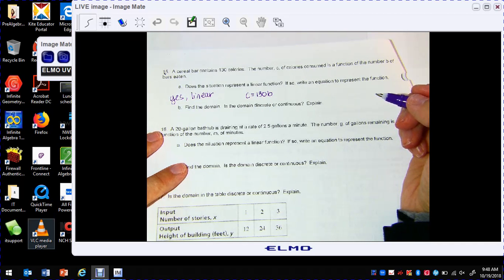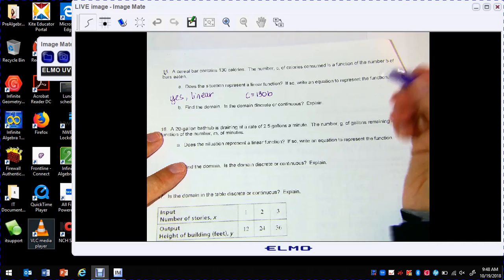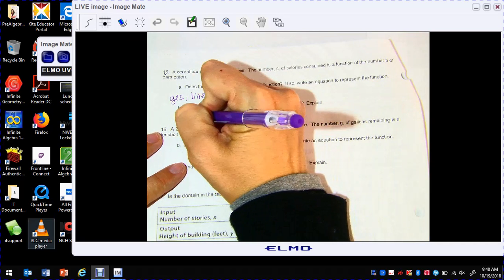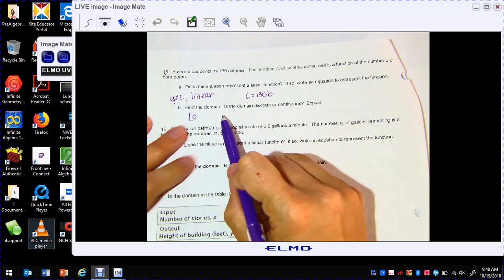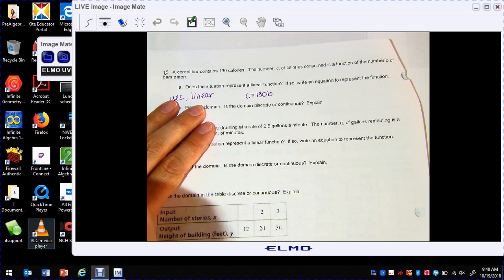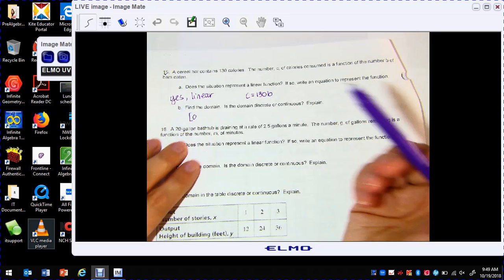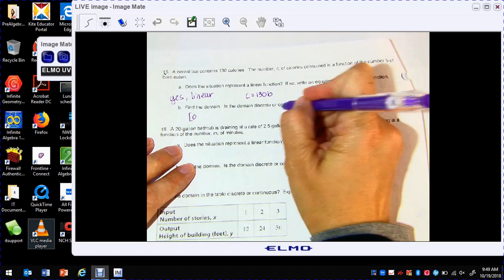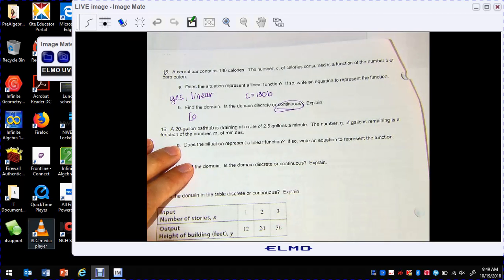Okay? And then it wants us to find the domain. Well, first, sorry, before I even started that, it says is the domain discrete or continuous? We need to think about that. The question is, can I only eat a whole bar, or is it possible to eat a partial bar? Well, nothing says I have to finish a cereal bar. I could eat one bite. So it would be continuous because you can eat partial bars. You might want to, when you explain it, put something like that.